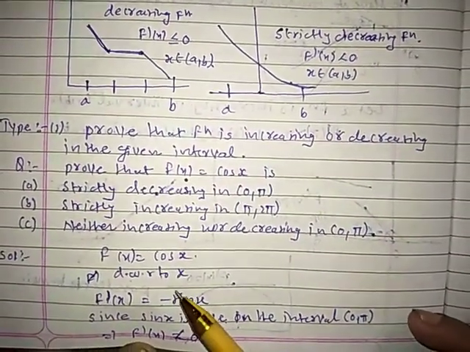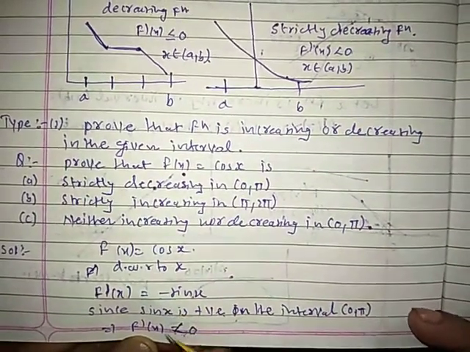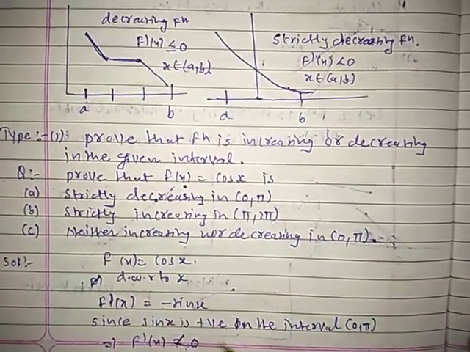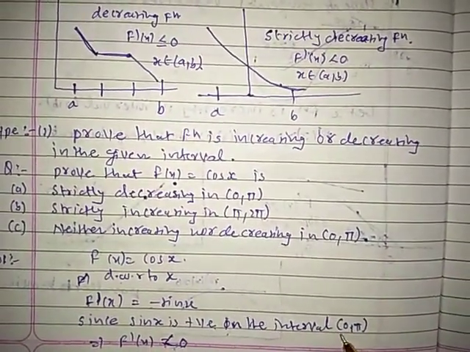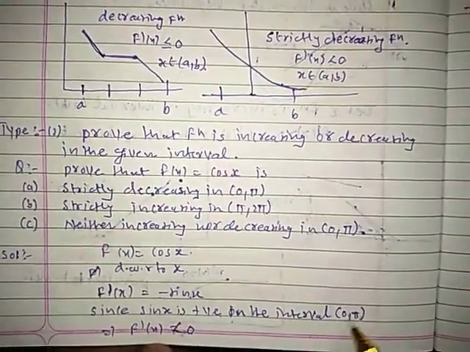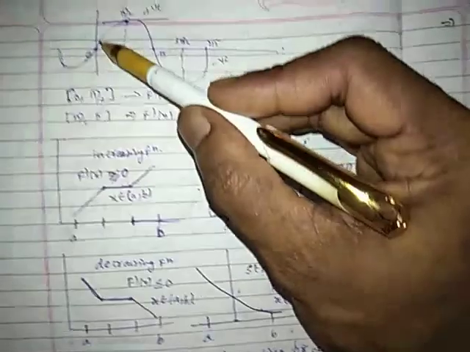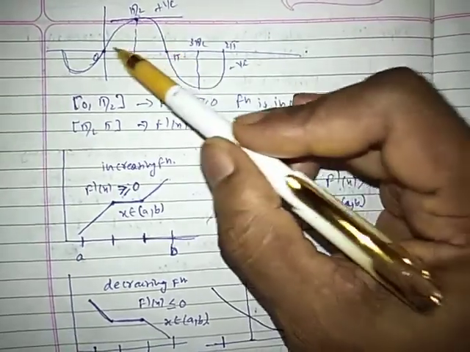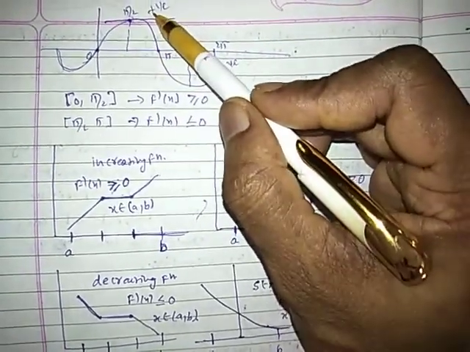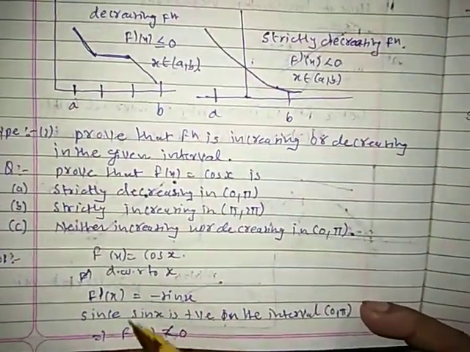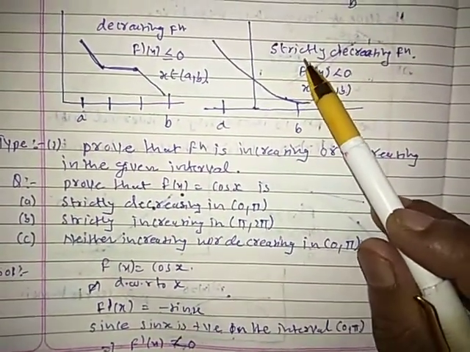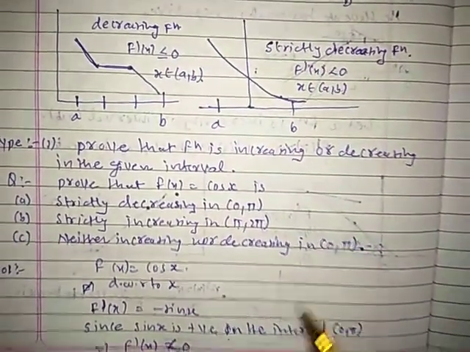Proved? How do we do it? First you have to take the derivative and see that. Where is the crest? Crest is positive and trough is negative. Since the sign is positive on the interval 0 to pi, the whole 0 to pi is crest, positive. Positive into negative implies that f dash of x is less than 0. We got less than 0, which emphasizes that it is a strictly decreasing function.